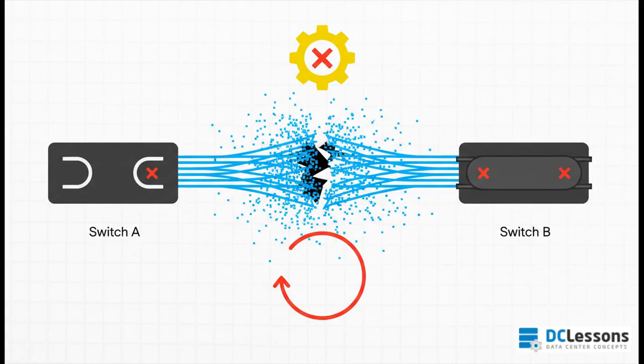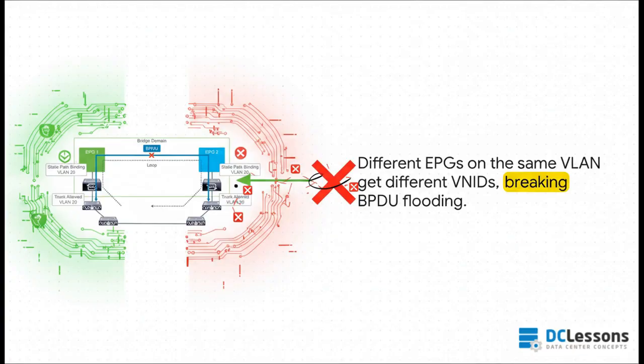And when that happens, the external switches become blind to each other. They each think there's no loop, so they both start forwarding everything, and your network comes to a screeching halt. Here is a classic textbook mistake. You've got two external switches, both in the same VLAN 20 network, but for whatever reason, they're connected to two different EPGs in ACI.